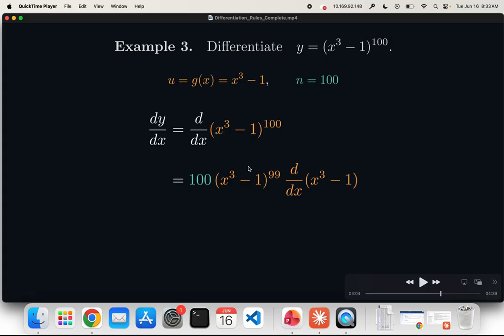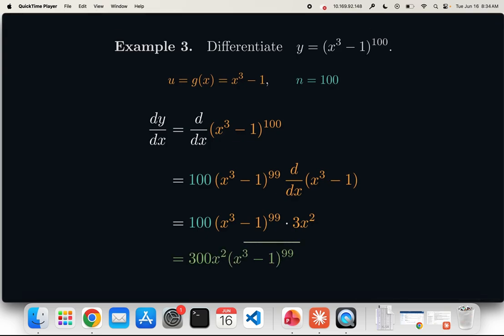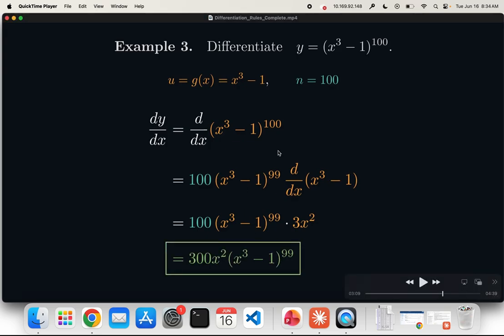So bring down the power, leave this inside alone, raise to the minus 1 power, 99. Then you multiply by the derivative of the inside function. The derivative of x cubed minus 1 is just 3x squared. So that's it. That's how you apply the chain rule, power rule. So again, bring down the 100, minus 1, leave the inner function alone, then differentiate the inner function. And then this whole thing is a product.